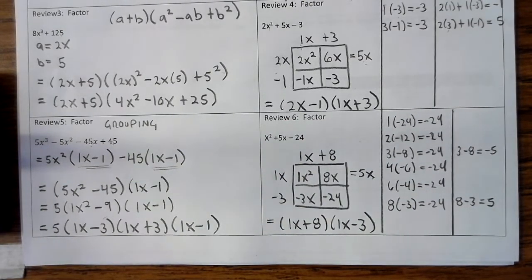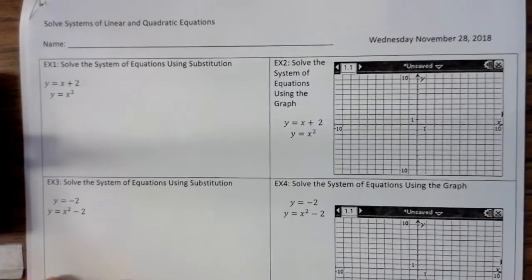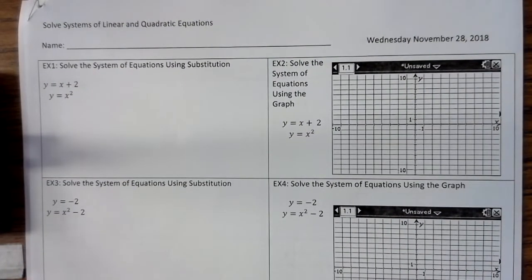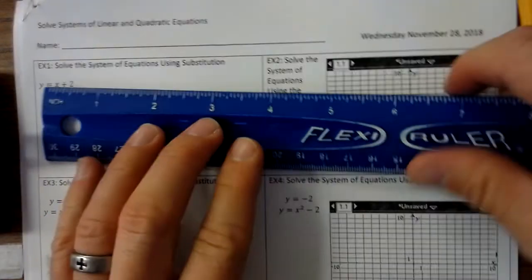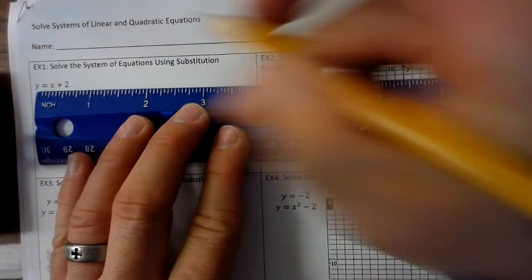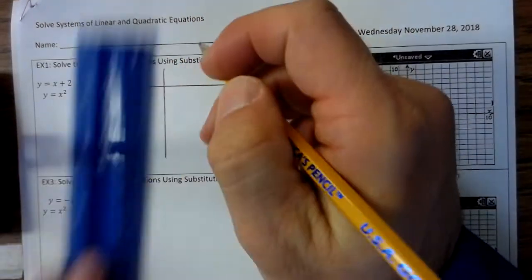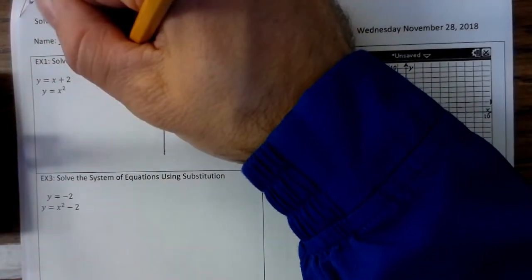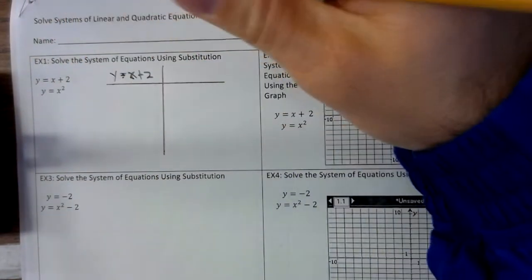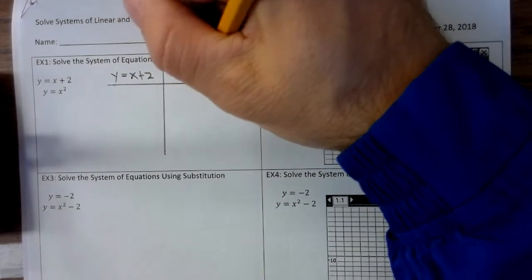All right, so that's your review, some of the key components that we learned from last semester. Now let's return back to solve systems of linear and quadratic equations. All right, example 1. Solve the system of equations using substitution. Okay, so when we substitute, we make a table. So we have y equals x plus 2 and y equals x squared.